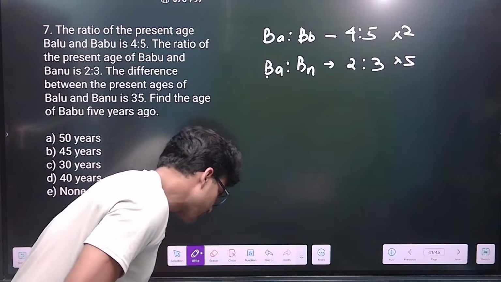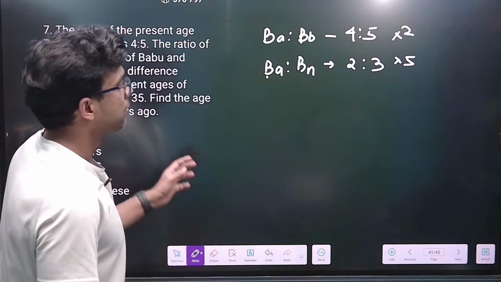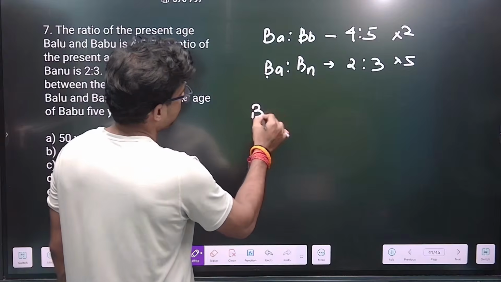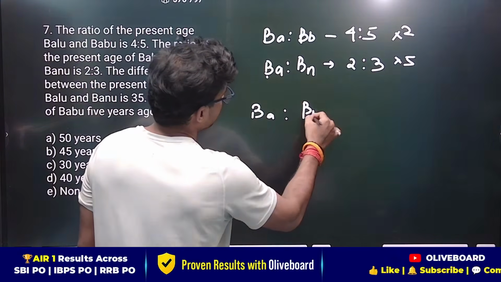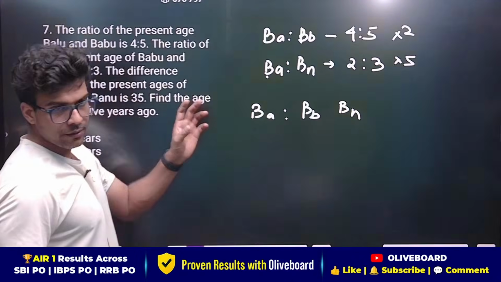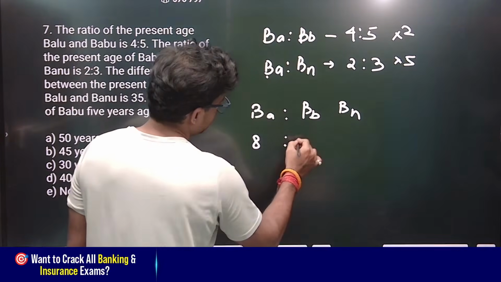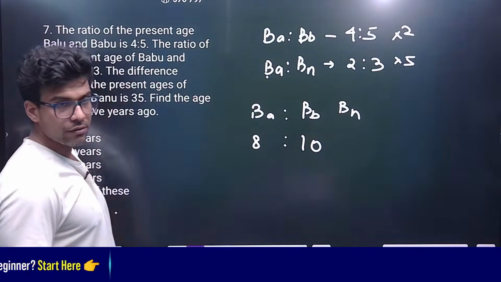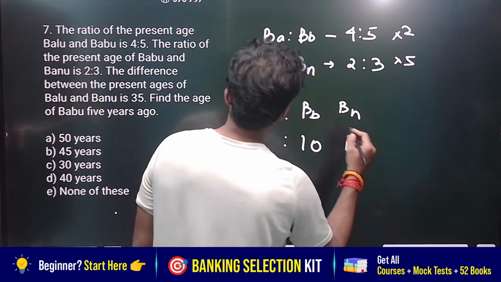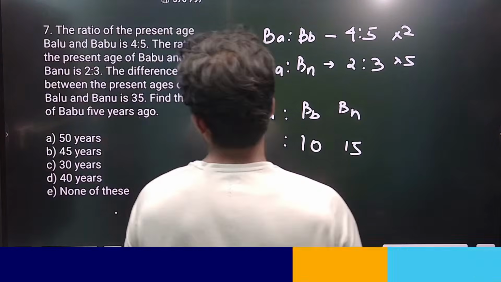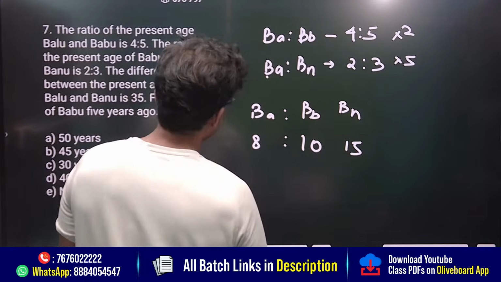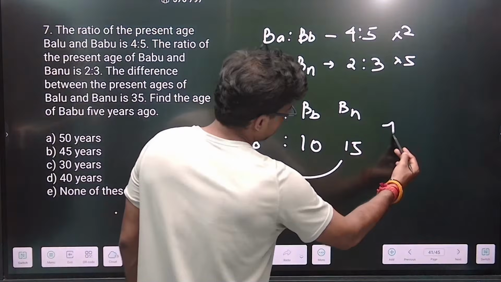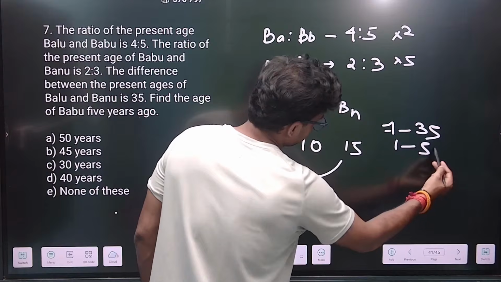If you multiply, you can get BA is to BB is to BN ratio, right? Basically 8 is to 10 is to how much? 8 is to 10 is to 15. Now, the difference between the present age of Babu and Banu is 35. The difference is of 7, so 7 is 35, 1 is 5.